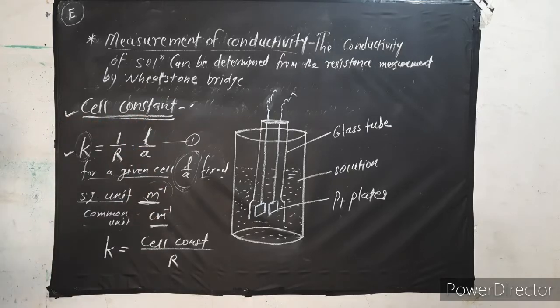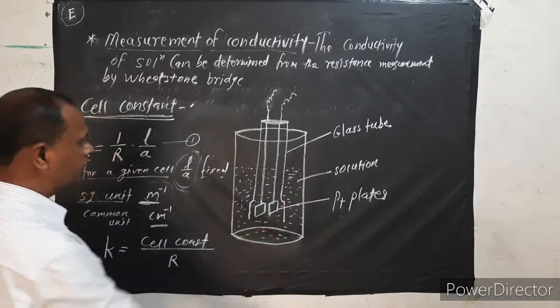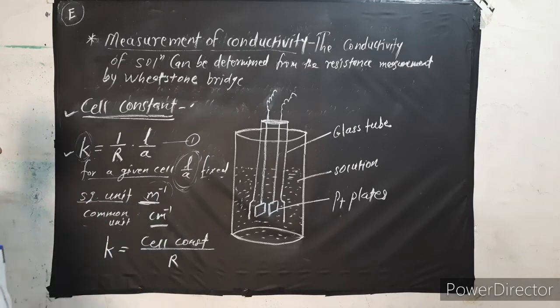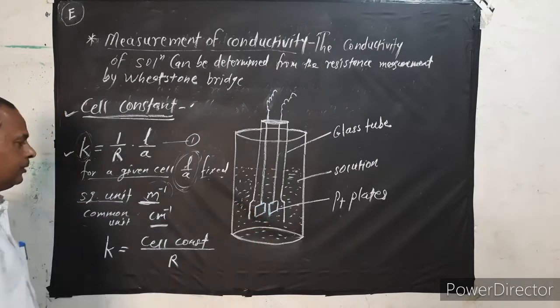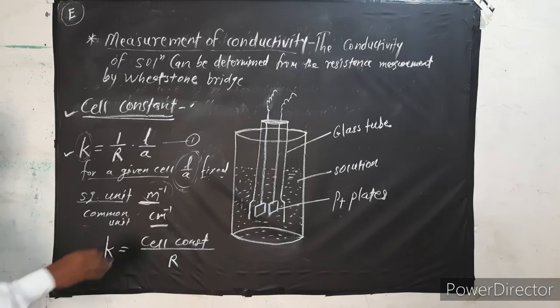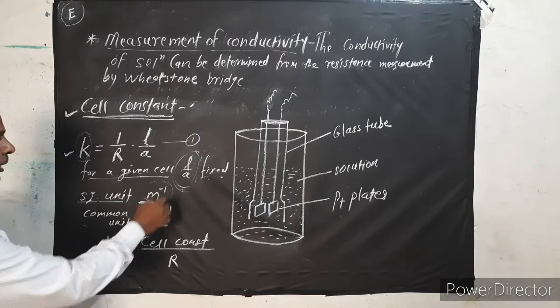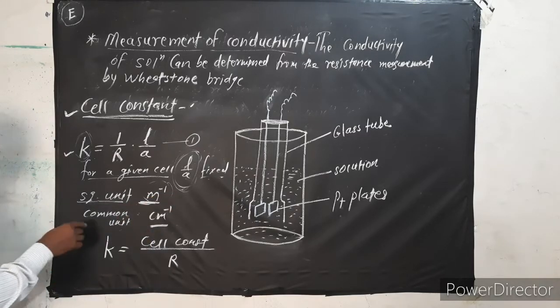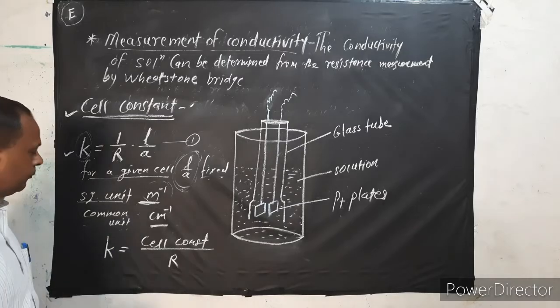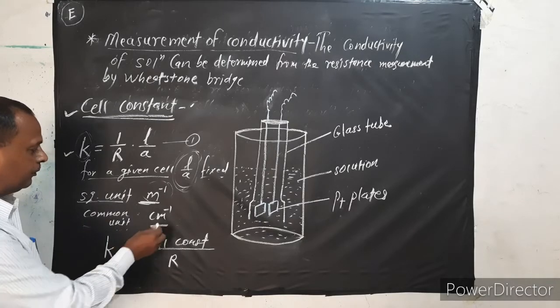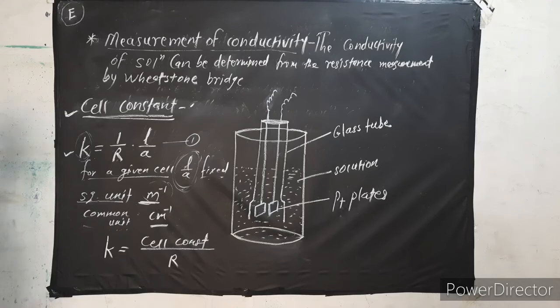Therefore, how will you define the cell constant? It is just the ratio of the distance between the two electrodes divided by the cross-sectional area of the electrode. So this is nothing but the cell constant. The SI unit of the cell constant is meter inverse, and another common unit, generally convenient, is expressed in centimeter inverse.